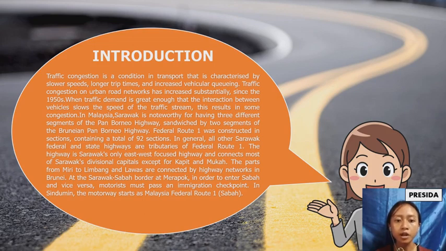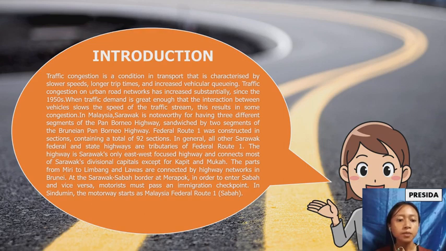In Malaysia, Sarawak is noteworthy for having three different segments of the Pan-Borneo Highway, sandwiched by two segments of the Bruneian Pan-Borneo Highway. Federal Route 1 was constructed in sections containing a total of 92 sections. In general, all other Sarawak federal and state highways are tributaries of Federal Route 1. The highway in Sarawak is only west-focused and connects most of the Sarawak divisional capitals except for Kapit and Muka.